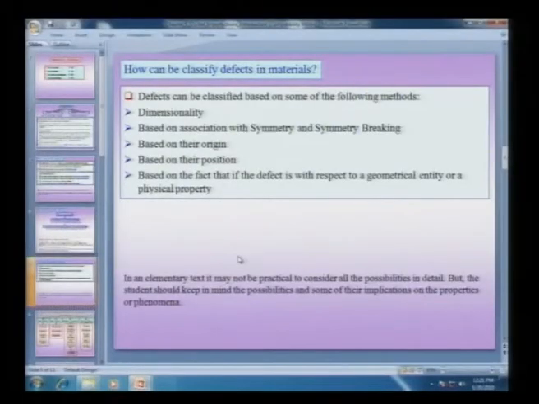Before we take up defects in ionic crystals, let me revise some of the concepts we have been talking about so far with regard to defects. We have been trying to classify defects based on dimensionality, their association with symmetry, their origin, and their position. And the important question, of course, is how the crystal has been defined, and hence how the defect itself has been defined: with respect to a geometrical entity or a physical property.